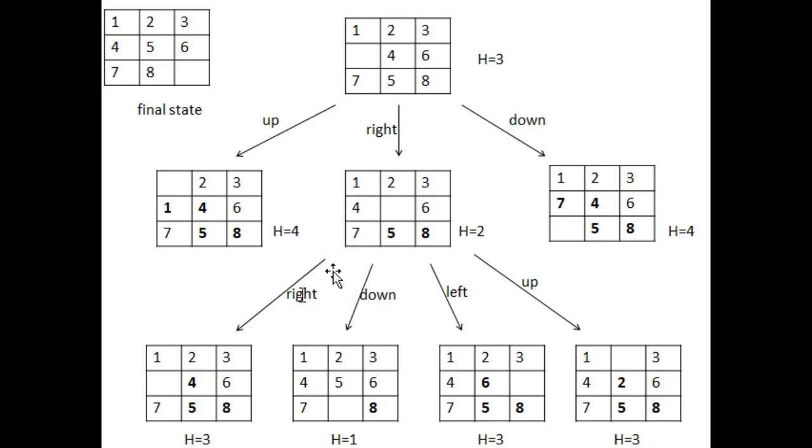When I apply the right action on this state, just look at this, the box moves in this direction. Then I will calculate the heuristic value again. So the heuristic value for this node is 3.